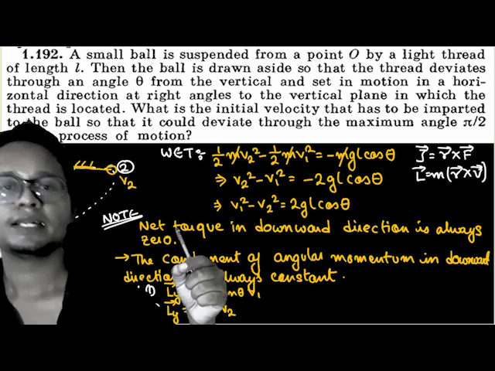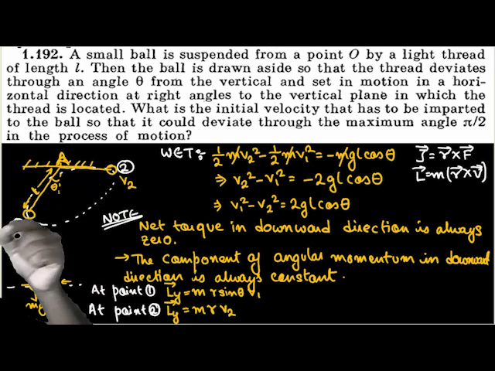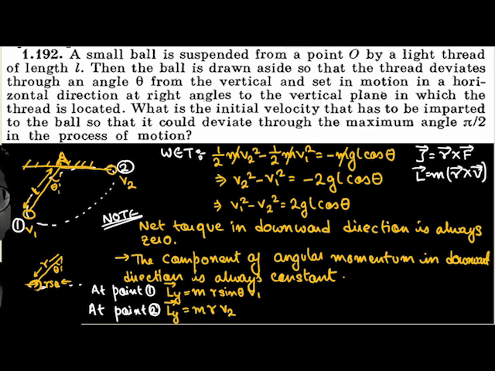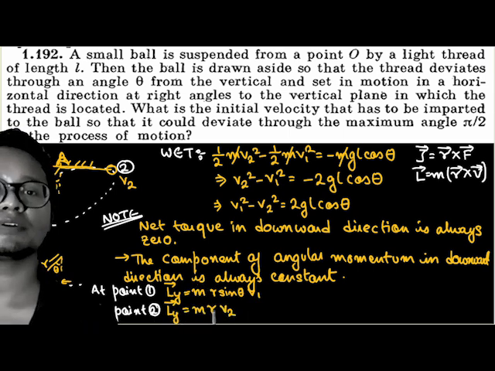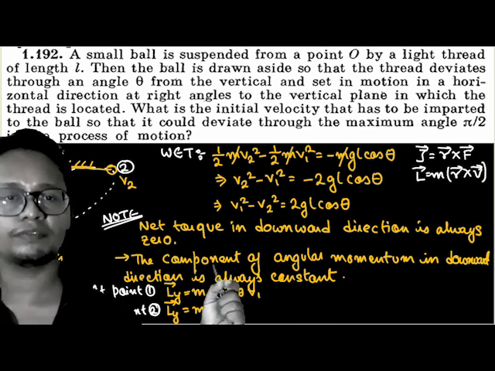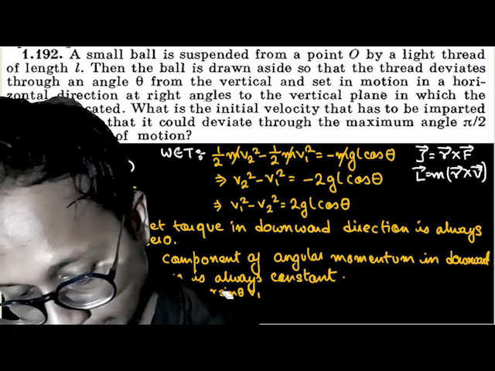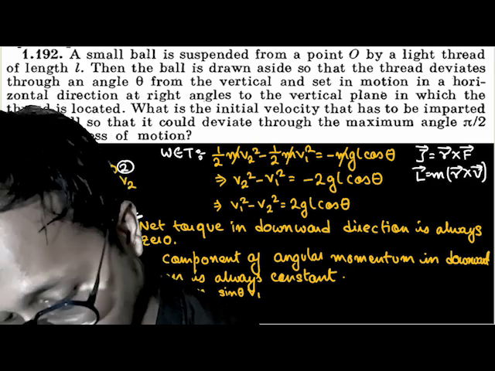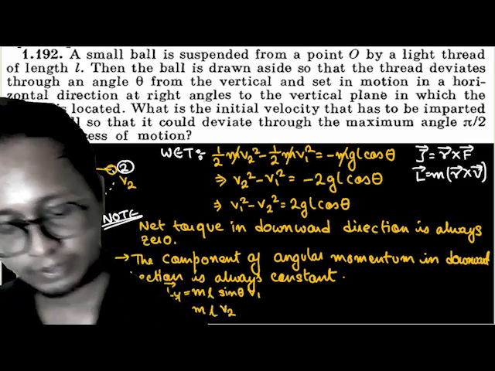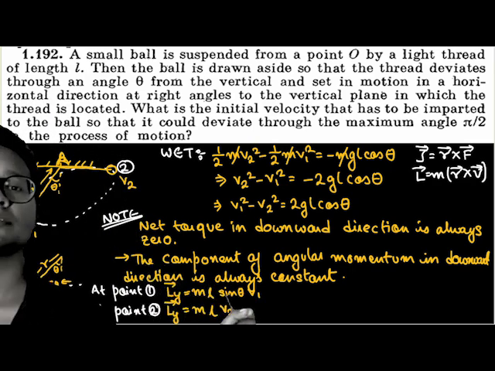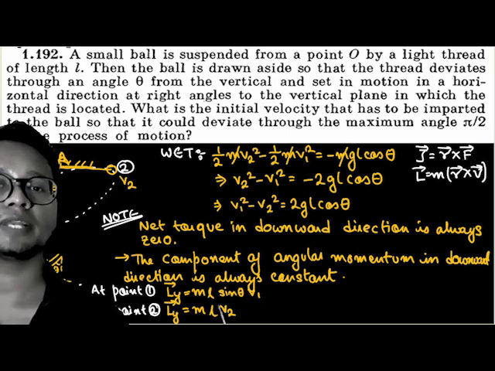And what did I say? The downward component of angular momentum will always remain constant throughout the orbit. So can I say this Ly is equal to this Ly? So m r sine theta, m L sine theta into V1 is equal to m L V2. Instead of R, I'm writing L, so just change this R with L. L is nothing but the length of the string. So m L sine theta into V1 is equal to m L V2.